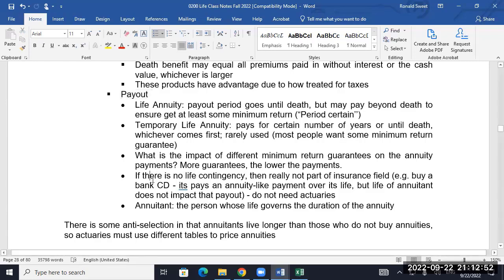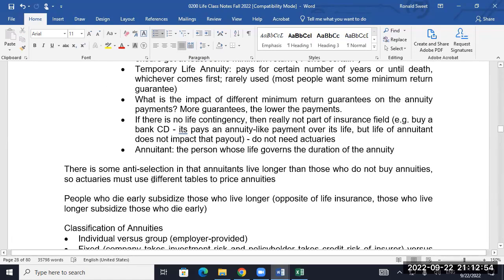If there's no life contingency, then it's really not a life insurance product. It's just an investment. The annuitant is the one whose life governs how long this thing pays out. There is anti-selection on the annuities. So the insurance company knows that healthy people buy annuities, unhealthy people don't. So there are actually different mortality tables for life insurance and annuities. People live longer in annuity tables, they die faster in life insurance tables.